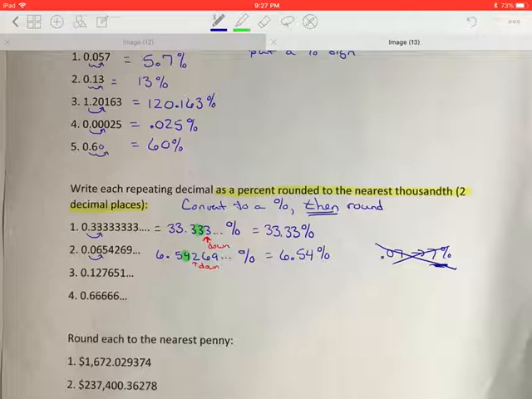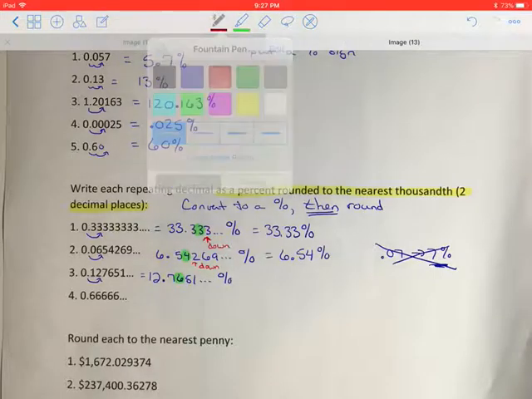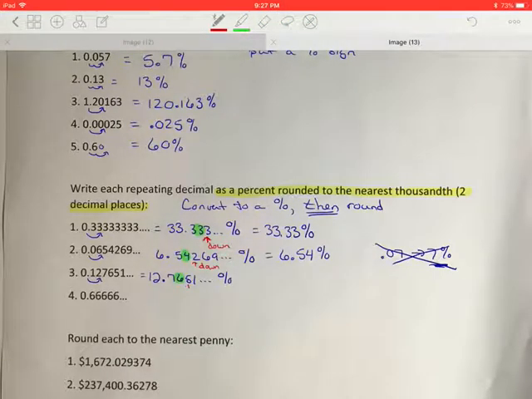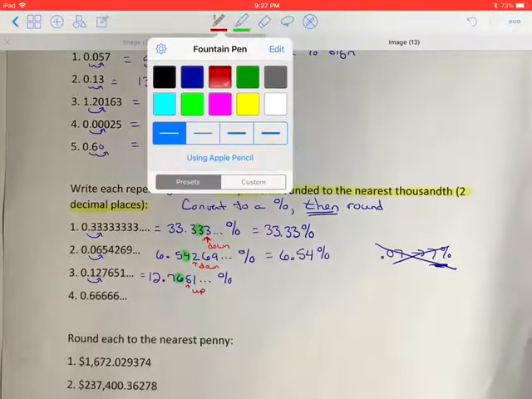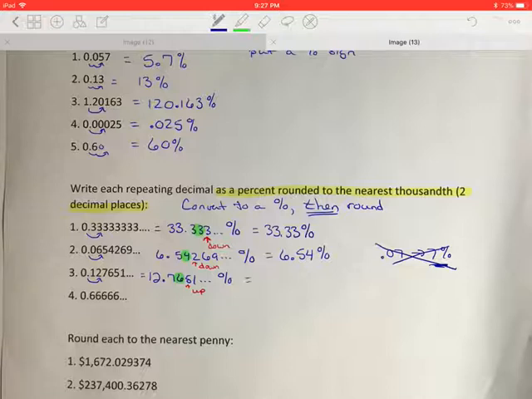All right, so let's try number 3. I'm going to move this 2 places. That's going to give me 12.7651 and so on percent. I'm rounding to the second decimal place, so I look at the number in the third decimal place. This time it's a 5. So this time I'm going to round up. That means that's going to round to 12.77. So the 6 rounded up to a 7%.